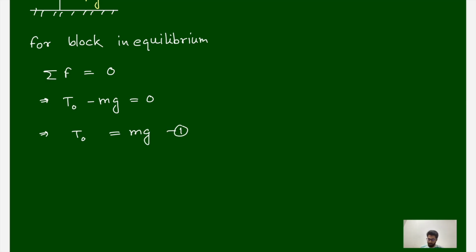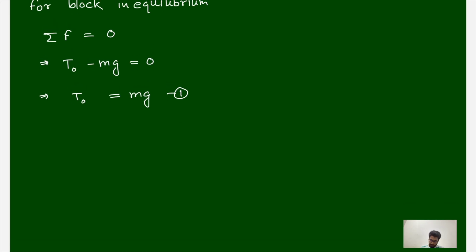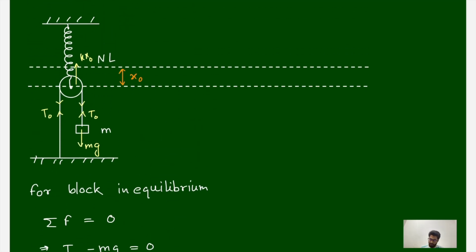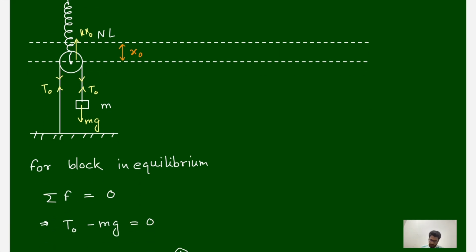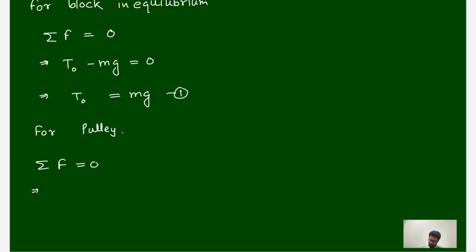Next we'll see for the pulley. The pulley is always in equilibrium as it is an ideal, massless pulley. So net force is equal to 0. Upward force is kx naught, and downward force is 2 times T naught. Then we can say kx naught minus 2 times T naught is equal to 0.